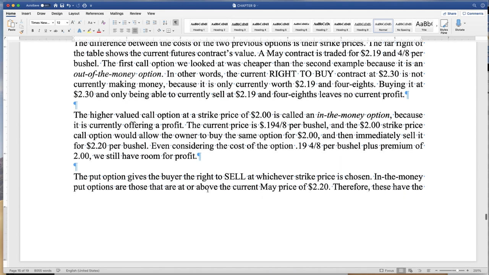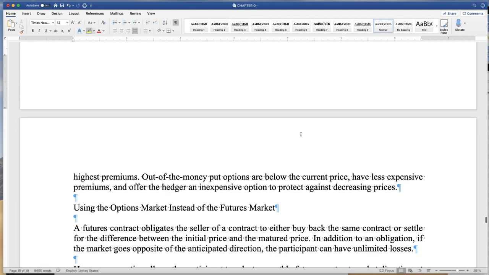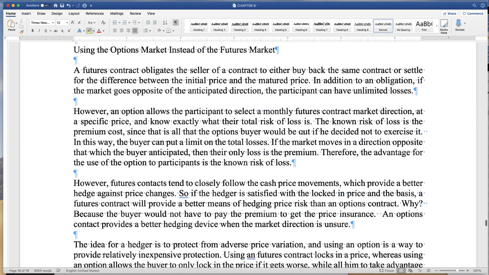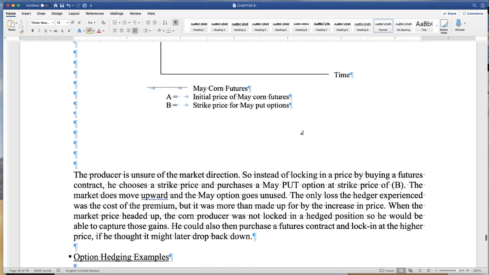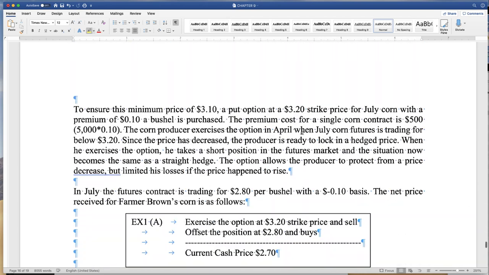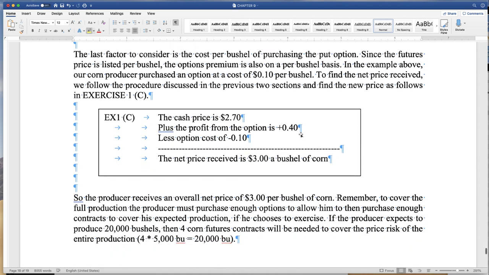All right, so make sure you read these things about the options. Here is where I talked about how the higher priced options are called in the money, and the ones that are cheaper are called out of the money. So make sure you compare those two with each other, and they are right there. Make sure you know those terms. As far as how to use these, it's very similar. You set up a hedge just like we did before, and there's some information there, but we need to jump to the examples. And here's the first example.